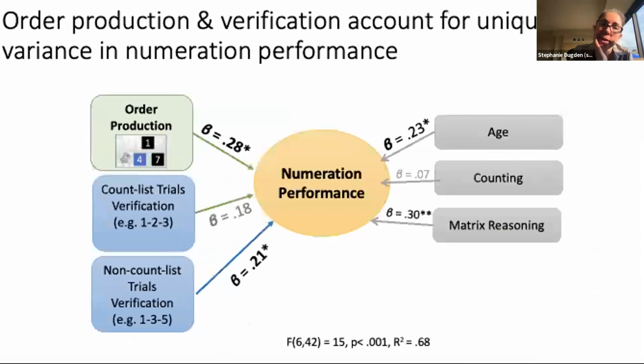And if we run a regression analysis where we put order production and we split the verification task based on the countless trials and non-countless trials while controlling for age, counting ability, and nonverbal IQ, we find that both performance on the production task and the non-countless trials on the verification task account for unique variance, even when we account for counting ability and matrix reasoning. And so this result is in contrast to what Gilmore and Batchelor found, where they found that counting performance was a significant unique predictor of math performance. And that could be attributed to different ways in which we assess counting knowledge.